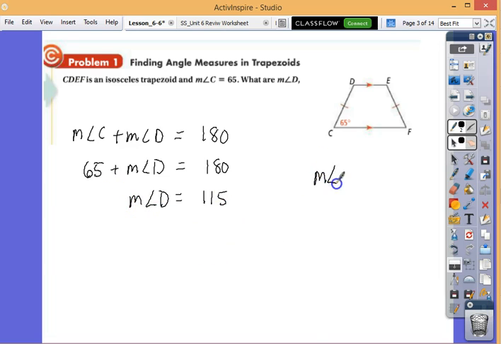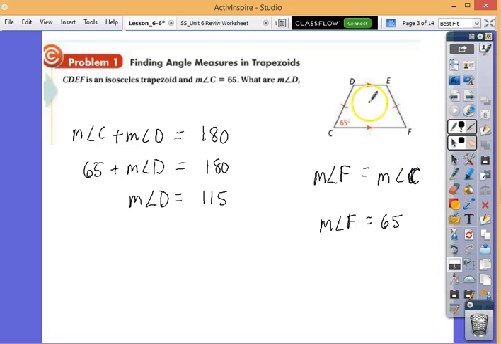Now, if I wanted to find the measure of angle F, which is the extra part I gave you, the measure of angle F and the measure of angle C are equal because they are both base angles on the same base. So the measure of angle F will just equal 65. So the base angles of base CF are both 65. The base angles of DE would both be what? 115. And then these two would be supplementary, and these two would be supplementary.